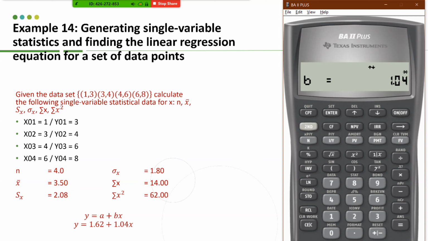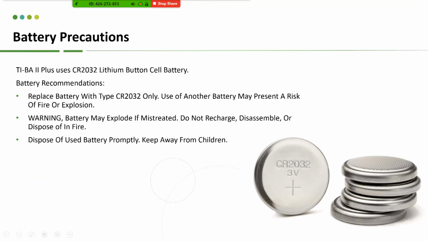Okay, so for the last, I think this is the last example. For battery precaution, for the TI BA2 Plus, we are using this type of battery, CR2032, lithium button cell battery. If, let's say, you find that you cannot turn on your calculator, first maybe you need to check the battery. You can try to change the battery first in case you have any issue, then you can come back to us.